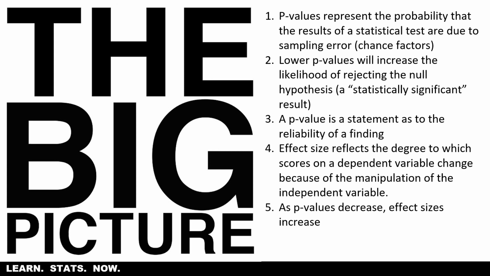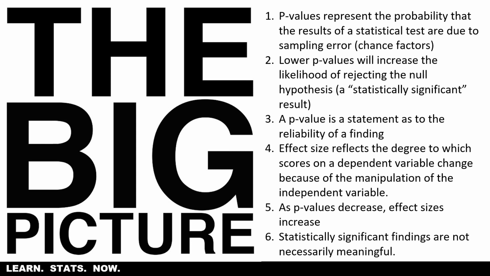So typically speaking, as p-values decrease and they get smaller, and we conclude that the likelihood of obtaining the test result becomes less and less likely due to sampling error, correspondingly, effect sizes tend to increase. And this tells us then that statistically significant findings, although reliable, may not necessarily be especially meaningful, especially when we deal with really large sample sizes where we could have very small p-values that are statistically significant, therefore leading to rejection of the null hypothesis.